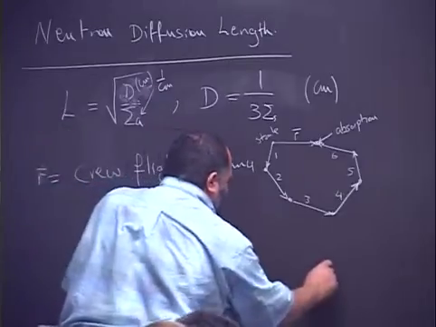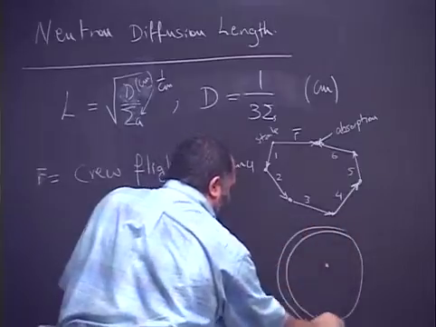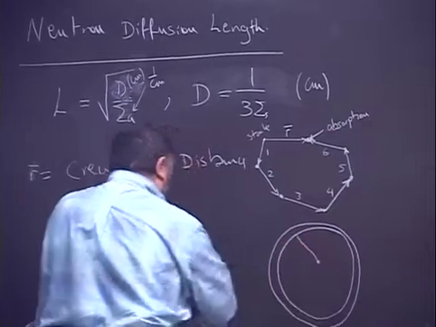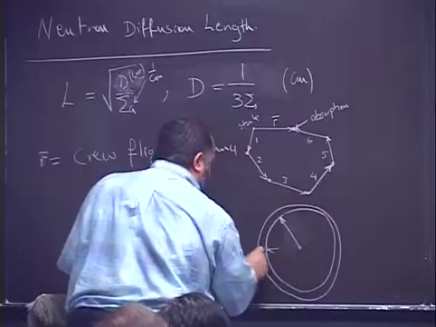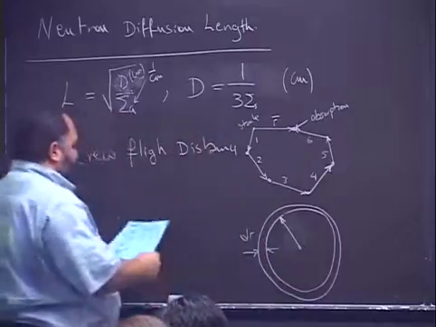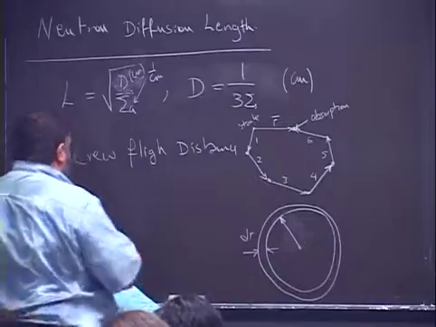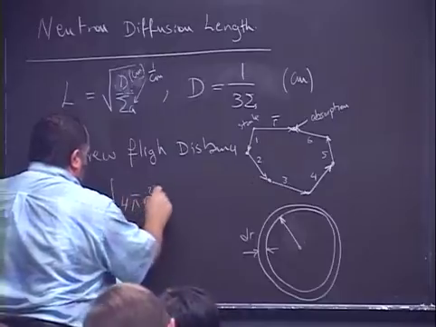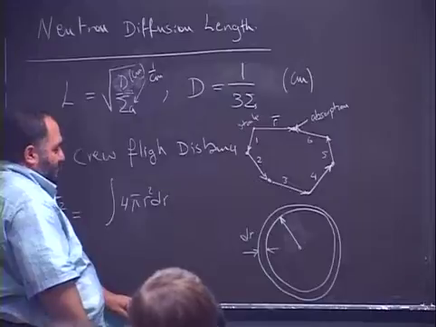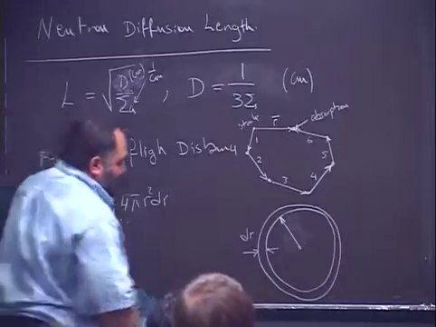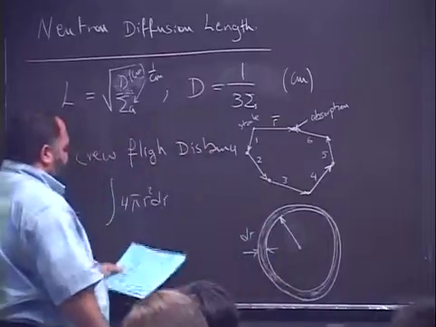If we look at a point source in the center here, and then we look at a spherical shell at a distance R from the center, and the thickness of this spherical shell is nothing more than dr. Now we can get the R square average by averaging. The volume of the spherical shell is 4 pi r squared dr.